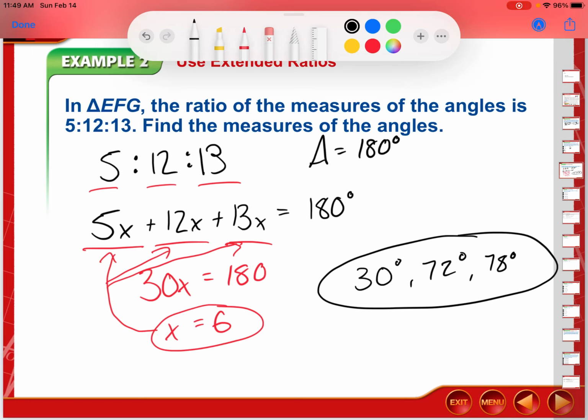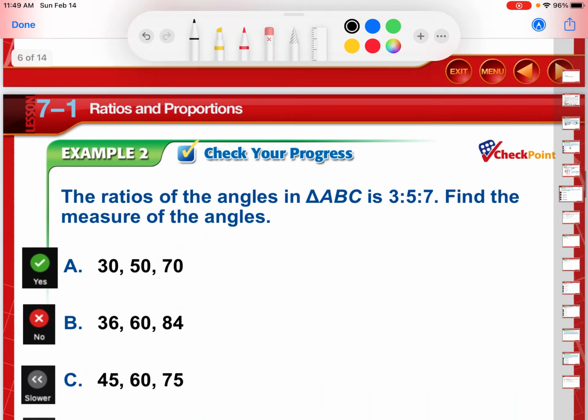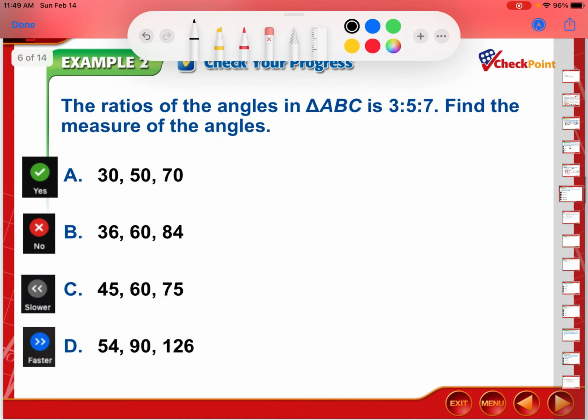Now, why it bothers me is a 5, 12, 13 triangle is typically associated with a special right triangle, so that could lead to confusion. But it's just my own personal grievance with the old textbook. So anyway, you would go about solving this one the same way.